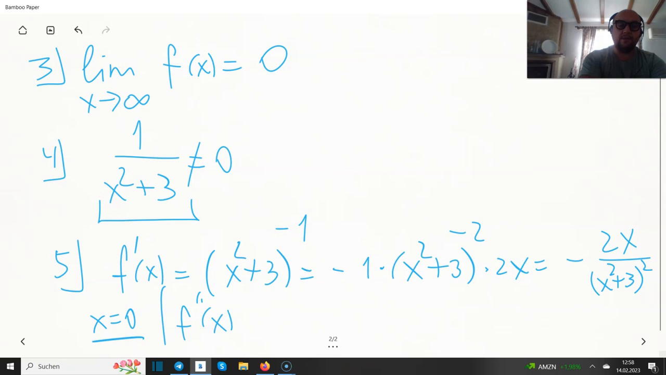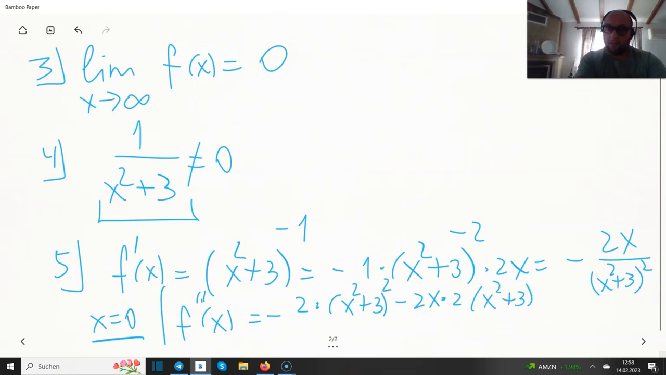And, well, let's do the second derivative, f second prime of x. We need to do this also for the points of inflection. Keep the minus in front. It's 2 times x squared plus 3 squared minus 2x times 2 times x squared plus 3 times 2x, right, divided over x squared plus 3 to the power of 4.